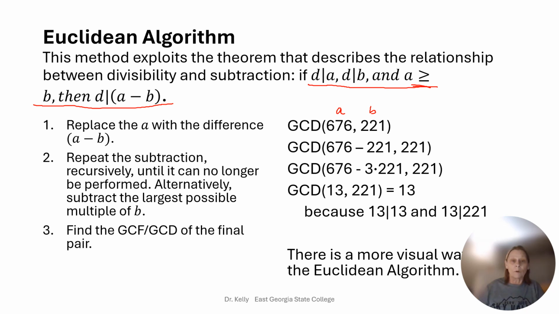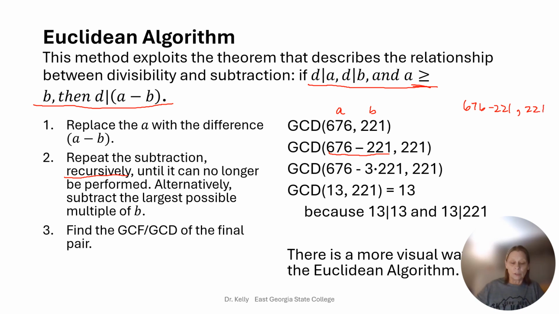So here we have replaced our 676. I'm going to put in 676 minus 221. What we could do here is repeated subtraction, because the idea is we want to divide out as many 221s out of 676 as we can. So we do this repeated subtraction, and I said it's kind of recursive because if we were so inclined here, we could say 676 minus 221, comma 221.